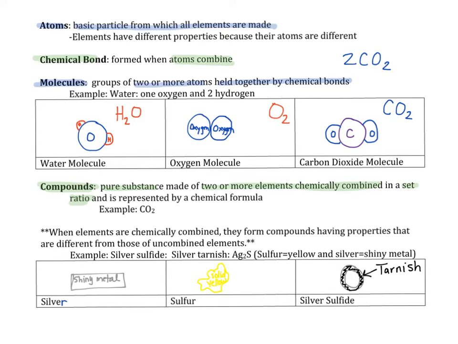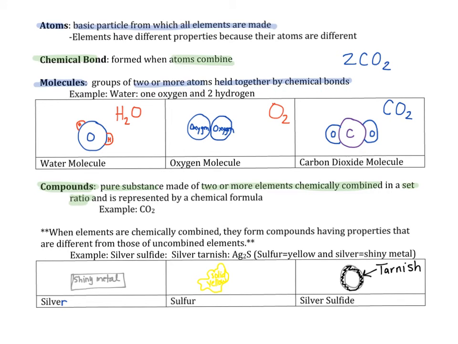So I bet you've heard of something called carbon dioxide before. Emissions that come out of cars is one example, or what we breathe out every time we finish a breath. It is a combination, it is a chemical bond between 1 carbon atom and 2 oxygen atoms. Molecules are groups of 2 or more atoms held together by chemical bonds.